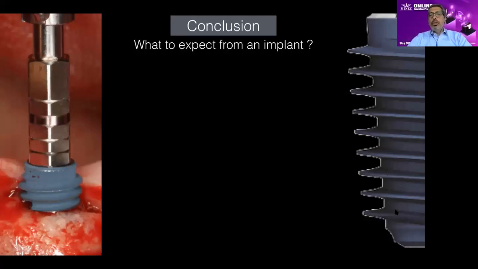So in conclusion, what should you expect from an implant? I would say that I would expect to have an implant with an easy implant site preparation technique. And as you've seen with this Eneridge implant, it was a very easy preparation technique because we always prepare to the 3.3 millimeter and we place the implant, regardless of bone quality or bone density.